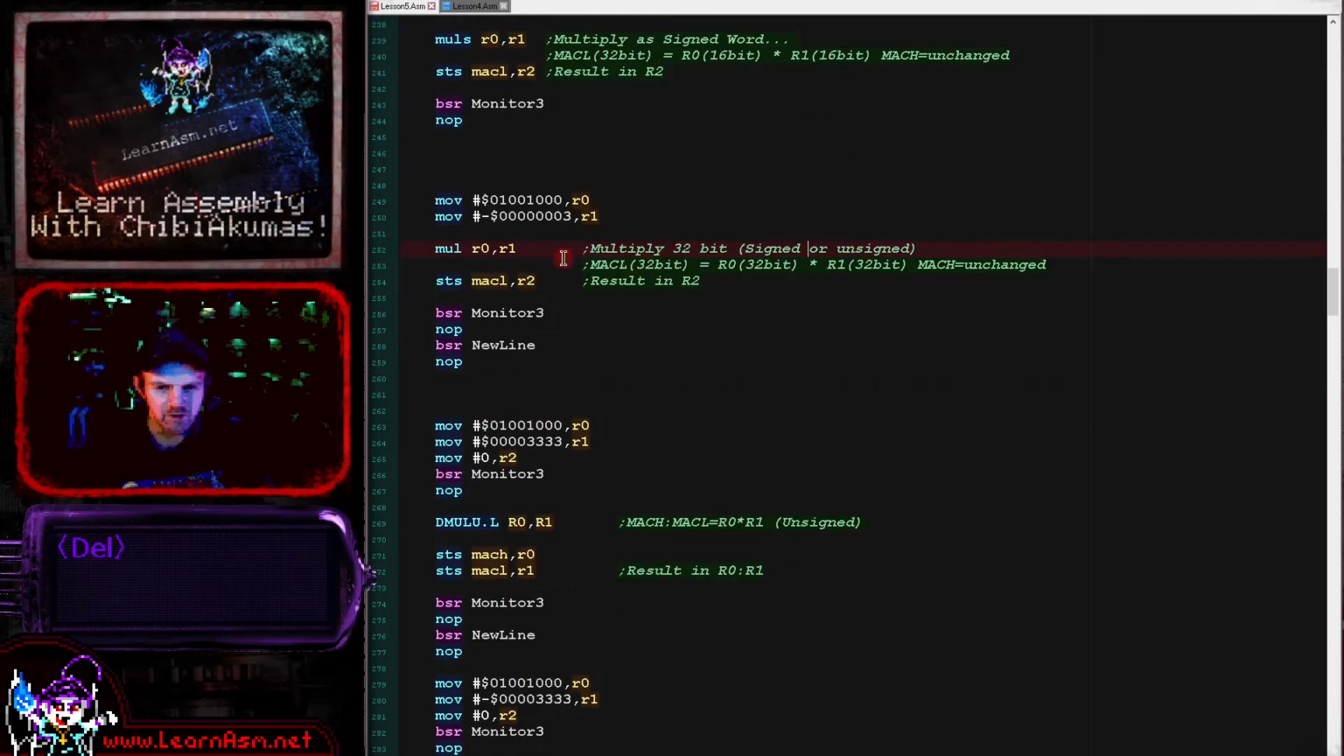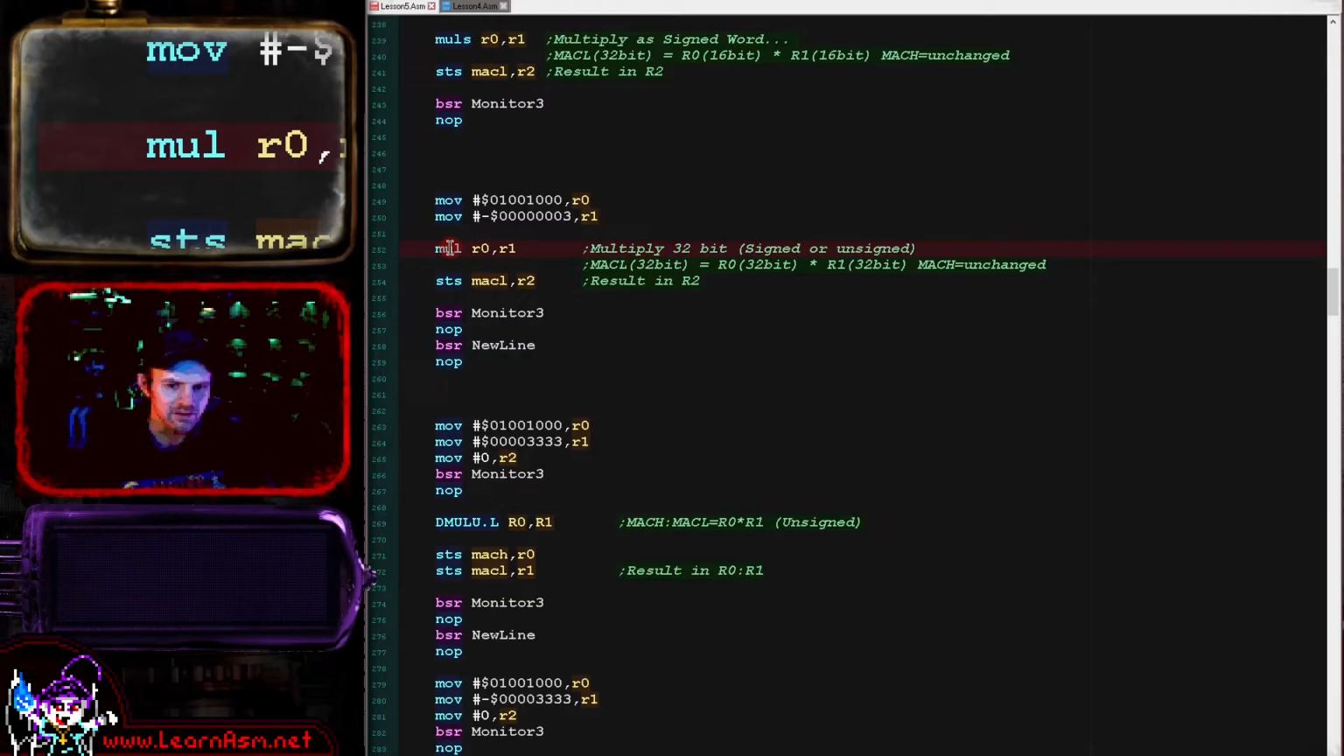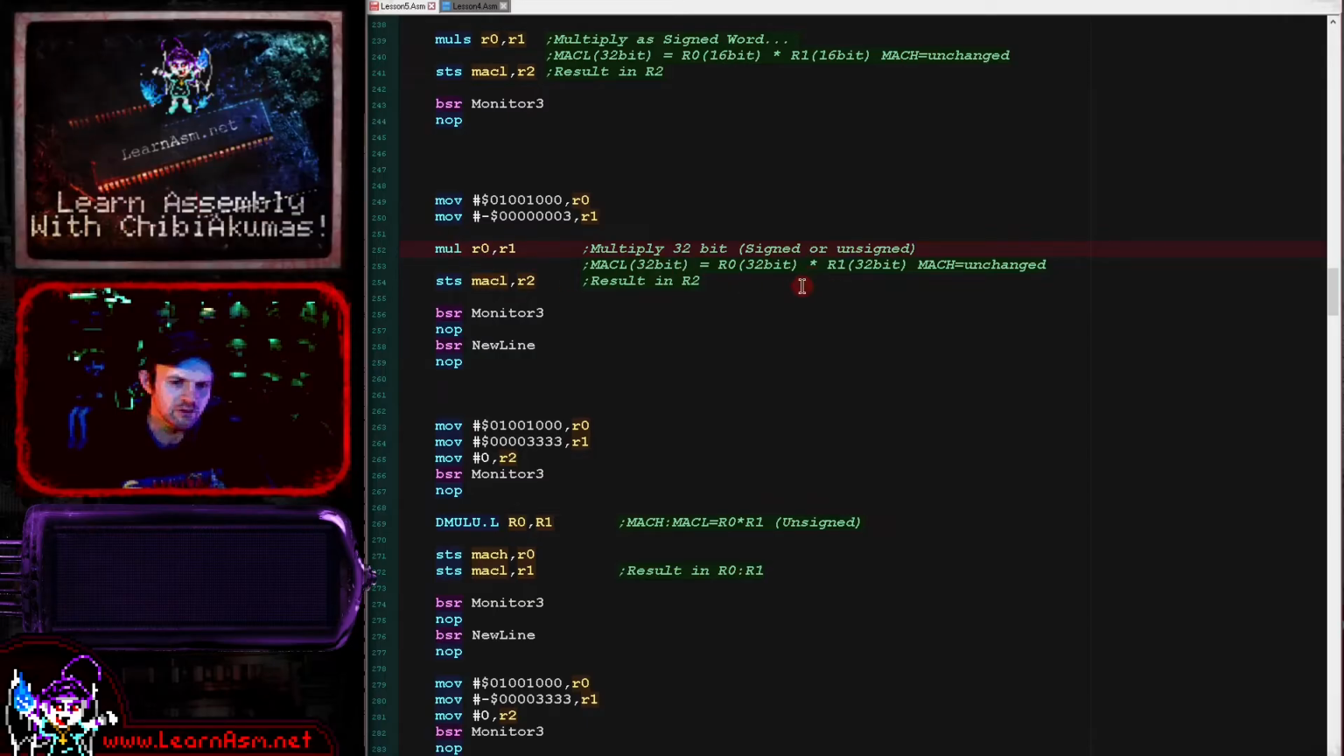There is another option, which is just the MUL command. Now this actually uses two 32-bit values and gives a 32-bit result, and within limitations this can actually work with signed or unsigned numbers.